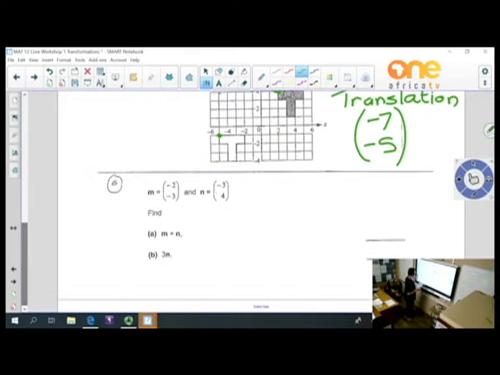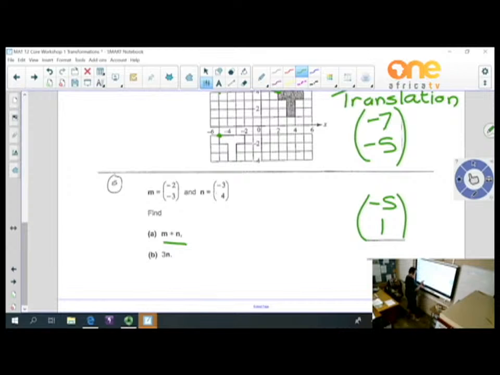The next question here, we have two vectors, m and n. Find m plus n, very easy. You just add x and x, y and y. So -2 plus -3, do it on your calculator so that you don't make mistakes with the signs. And then -3 plus 4 is 1. So there's your column vector.